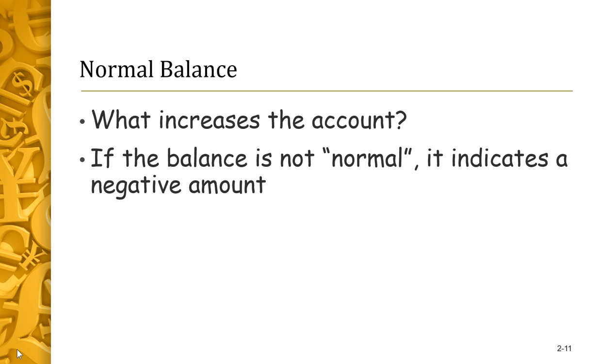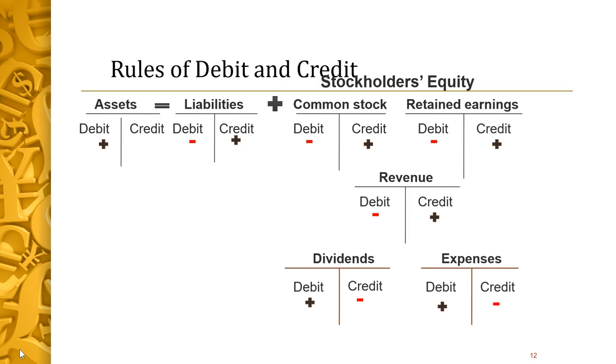Now, this is one of the things you're always looking for at the end of the month. When you look at all your account balances, the first thing you're going to look at is to see, do they have their normal balance? And now we're going to go through an example, and I'm going to show you what the normal balances are depending on where the accounts are on the accounting formula. So here we have assets equals liabilities plus stockholders' equity, which is broken down between common stock, retained earnings, revenue, dividends, and expenses. So we're going to start with assets.